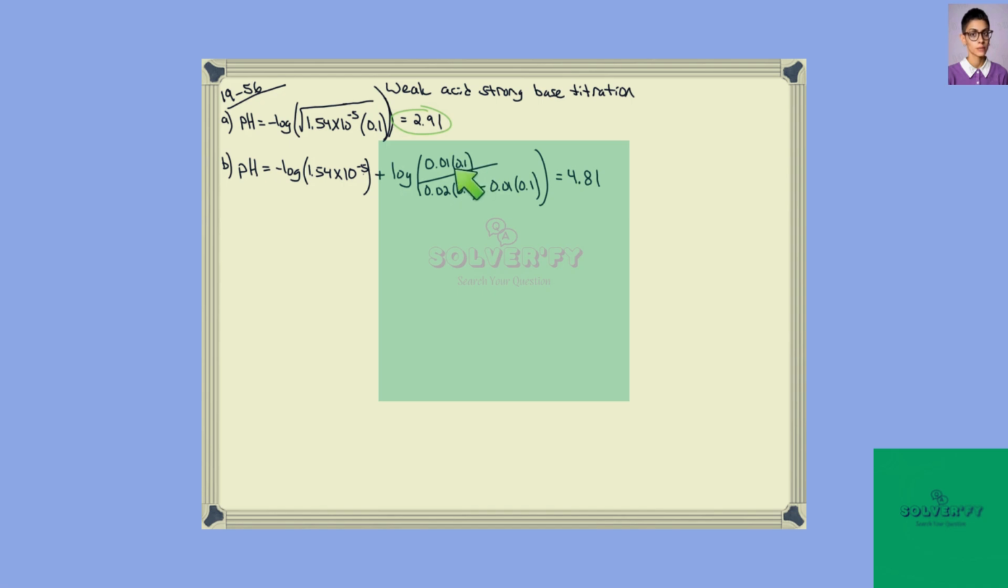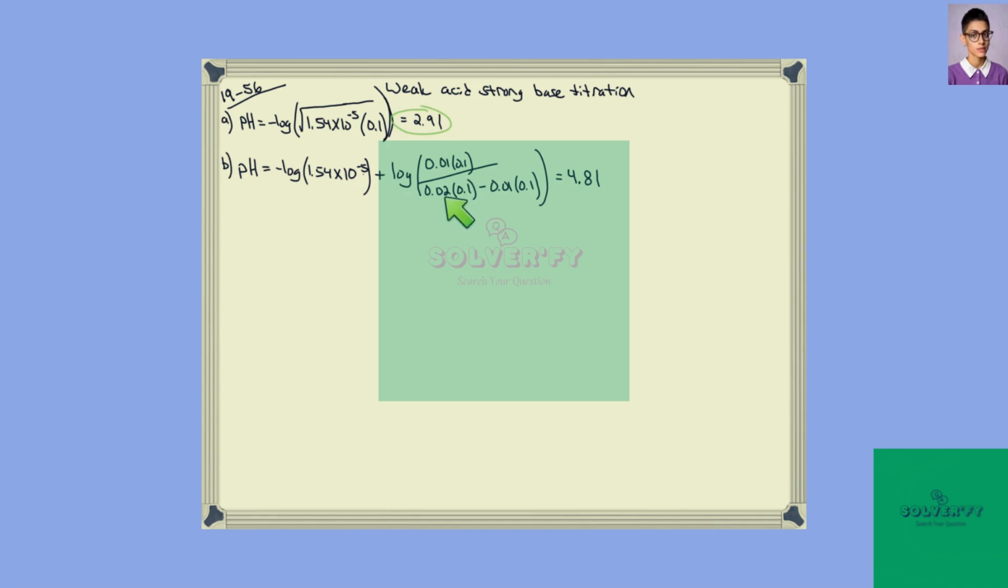How will we calculate the moles of base? The moles of weak base formed will be equal to the moles of strong base added. The moles of strong base added is simply equal to the volume of strong base, 10 milliliters or 0.01 liters, multiplied by the molarity at 0.1 molar. We then divide this by the moles of weak acid that's still left in solution.